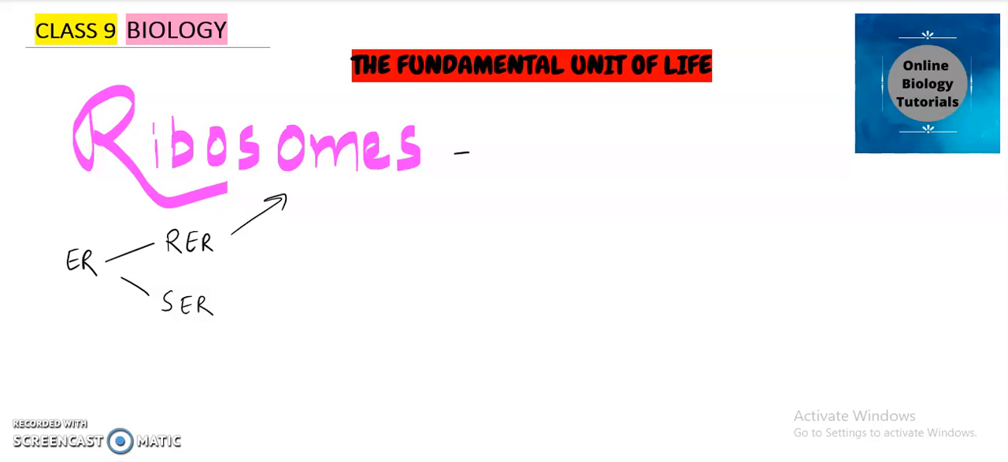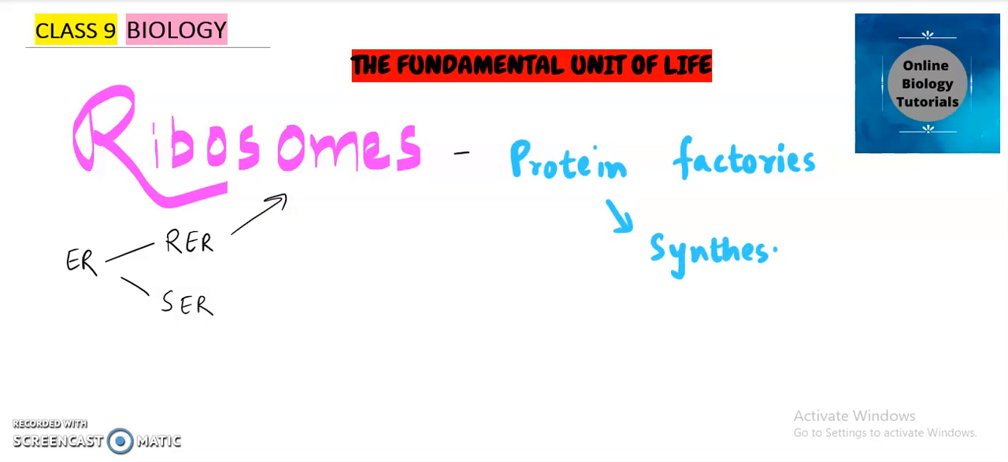Now ribosomes, as I have talked about initially also, are the protein factories. When I say protein factories, a factory is a place where a thing is being prepared. So basically, protein synthesis happens with the help of ribosomes. Where are they found?